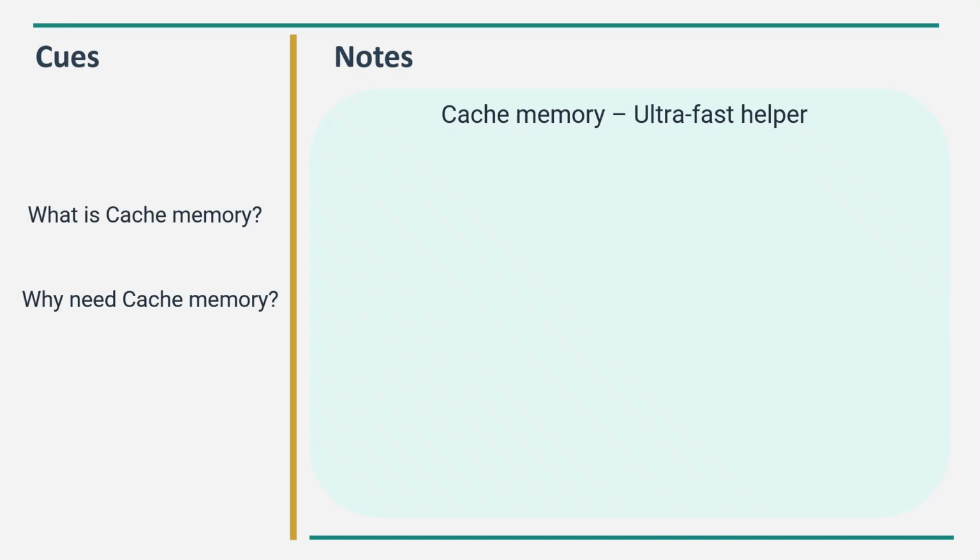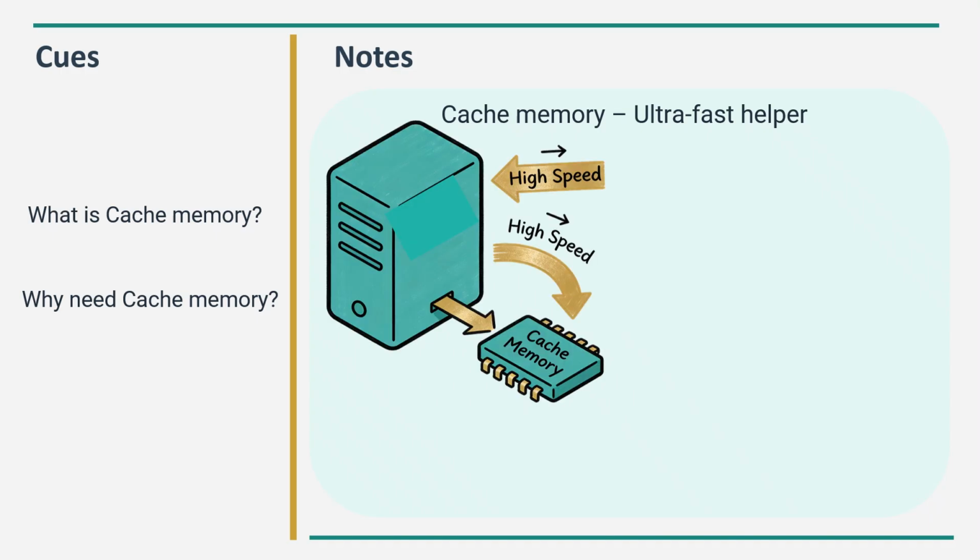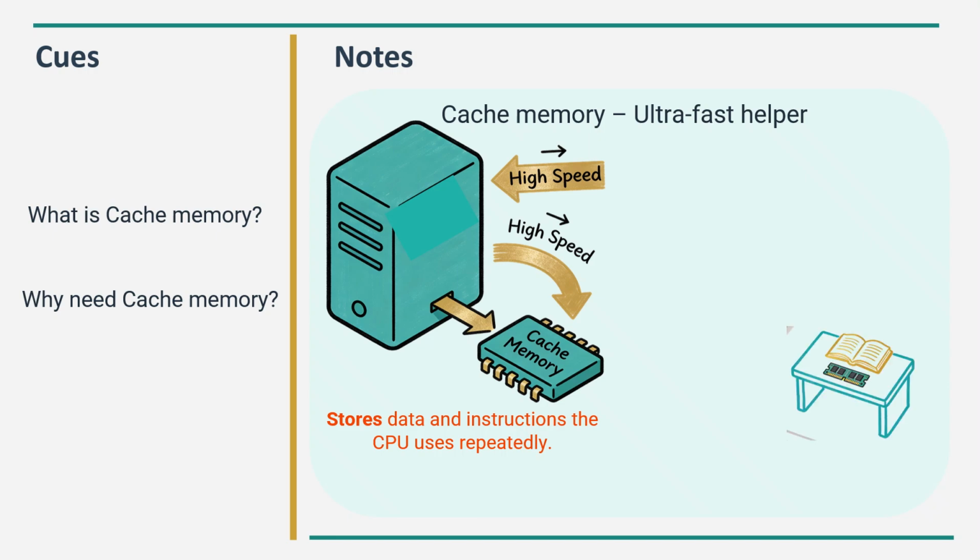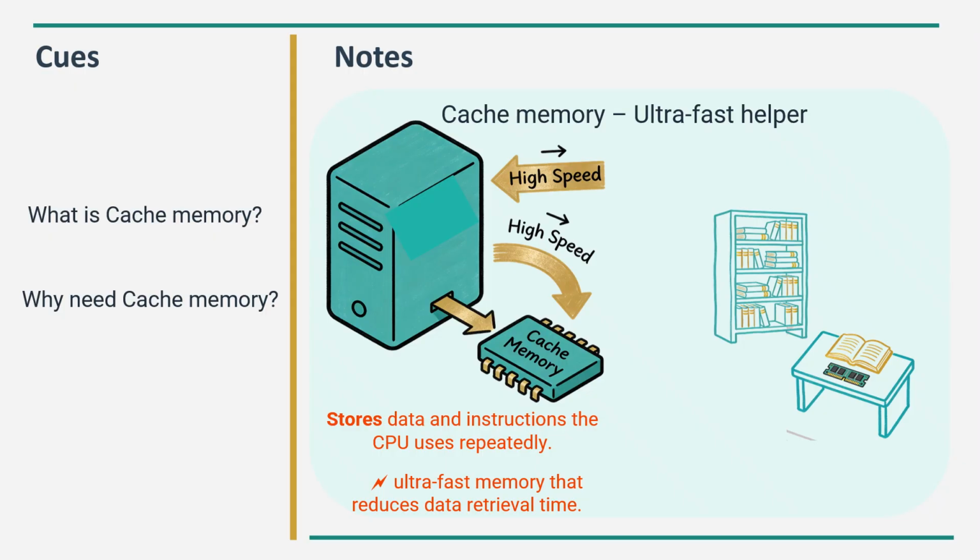Cache is very small but super fast memory inside or very close to the CPU. It stores data and instructions the CPU uses repeatedly, so it doesn't have to go back to the RAM every time. Think of it like keeping your most used textbook on your desk instead of a shelf far away. In exams, cache is described as high-speed memory that reduces access time for frequently used data.